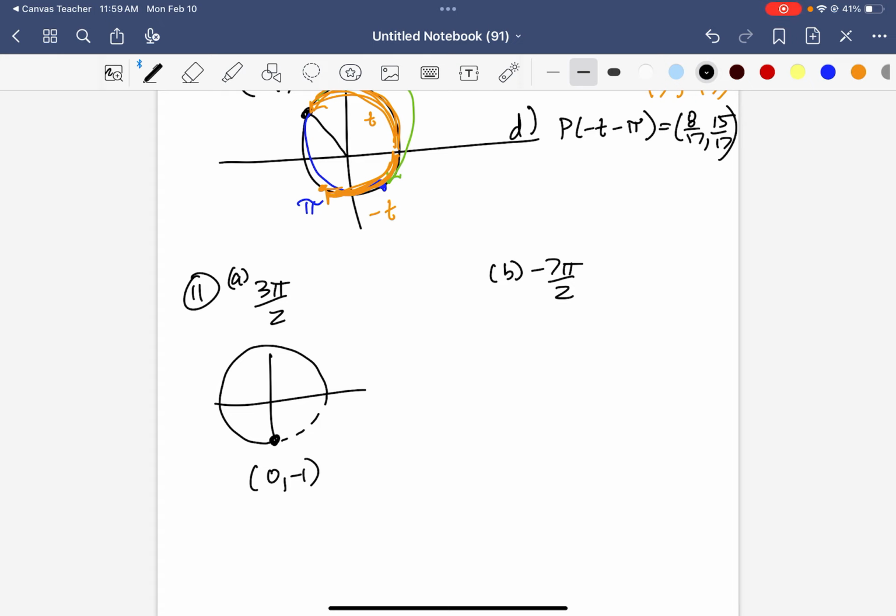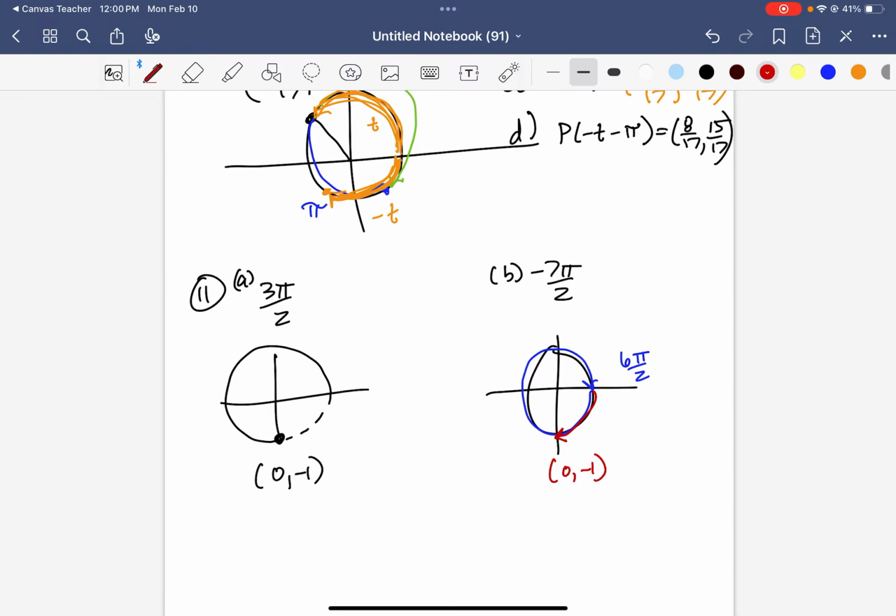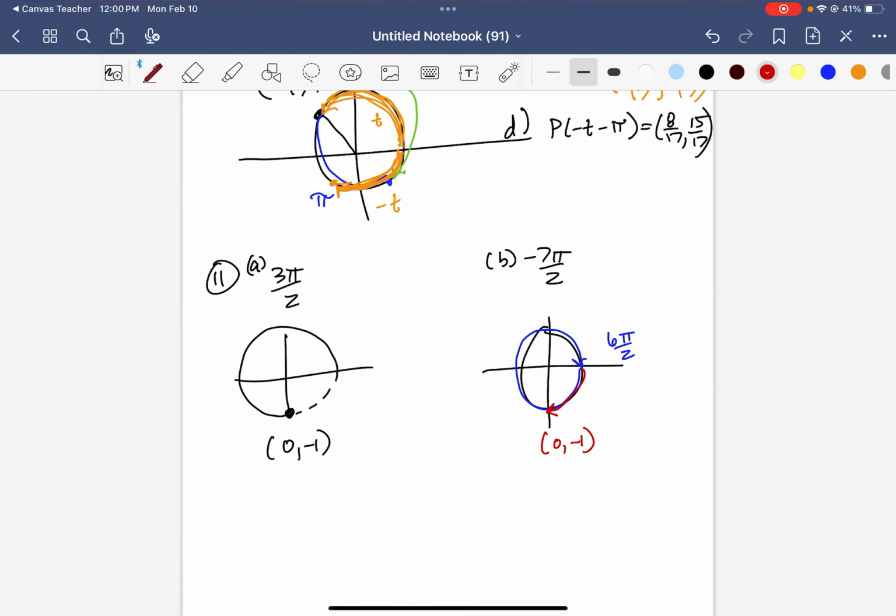And so then if I have negative 7 pi over 2, well, if I go in the negative direction, that means I go this way. That is going to be 6 pi over 2. That's 2 pi. And then I go one more. So that's going to put me right there. So it's still going to have the same sine and cosine, the same x and y coordinates. So that's 11.